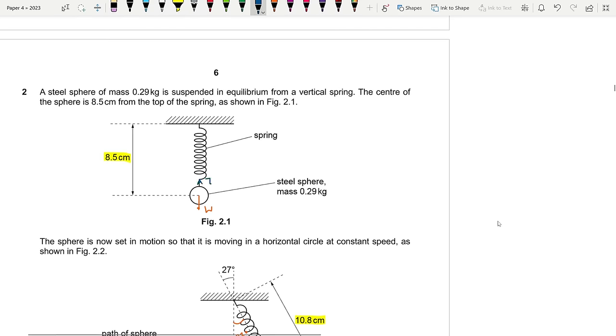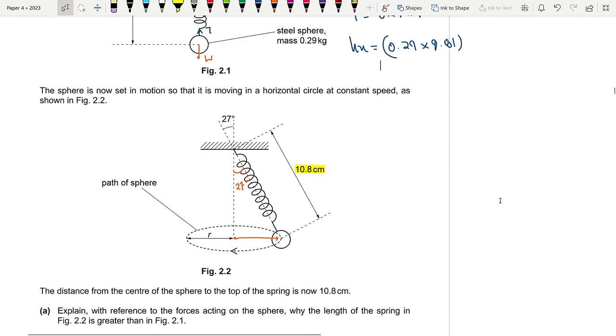Initially, there was a tension in the spring, which was just balancing the weight. Tension was equal to 0.29 times 9.81. And we know that the tension in the spring is actually F equals Kx. So it was Kx equals 0.29 times 9.81. However, now what has happened exactly? If you look at this tension over here, now it is divided into two components, right? The weight is acting like this downwards, which is still 0.29 times 9.81.